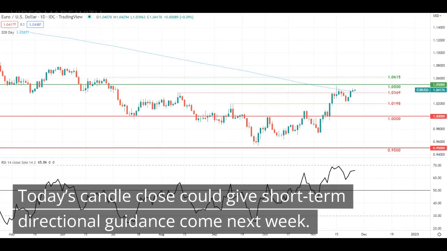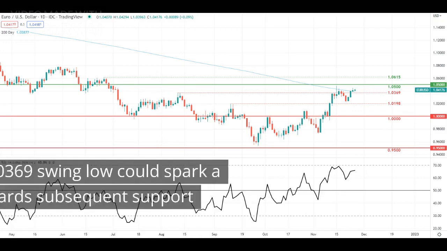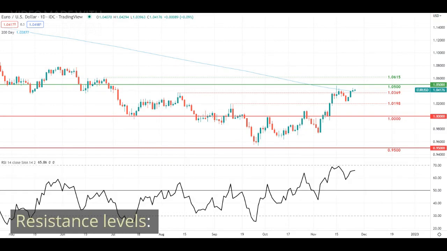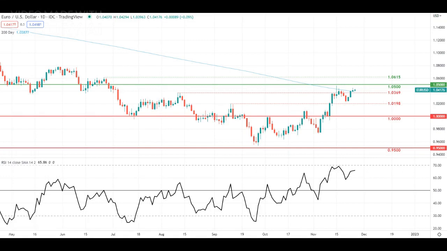Today's candle close could give short-term directional guidance come next week. A close below the 1.0369 swing low could spark a downside move towards subsequent support zones. Resistance levels: 1.0615, 1.0500. Support levels: 1.0369, 1.0198.